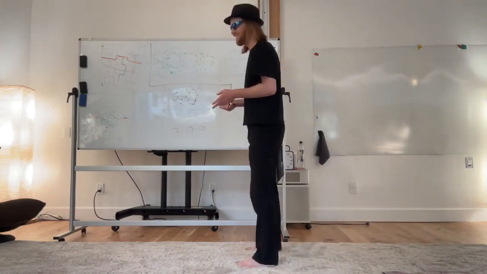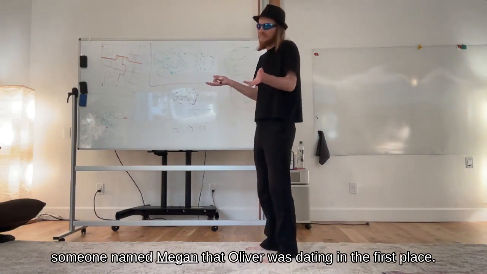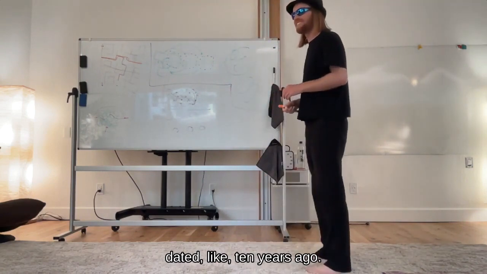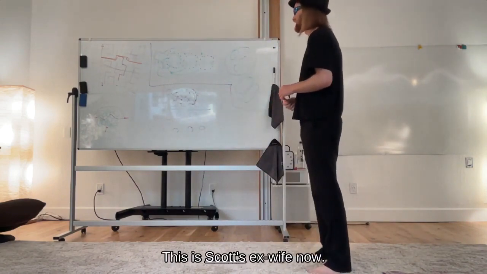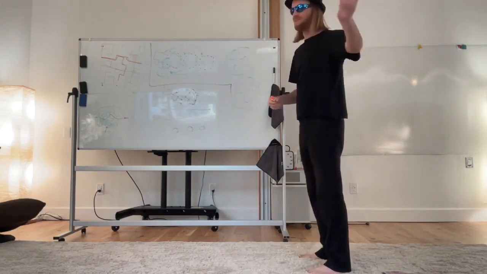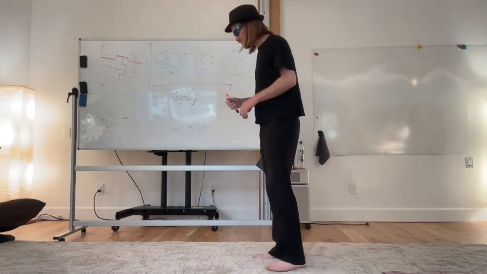I don't know. I didn't know there was someone named Megan that Oliver was dating in the first place. Oliver, they dated like 10 years ago. Oh, okay. This is Scott Siskin's wife now. Okay, cool. Right, I don't know if this is off track now. Yeah.